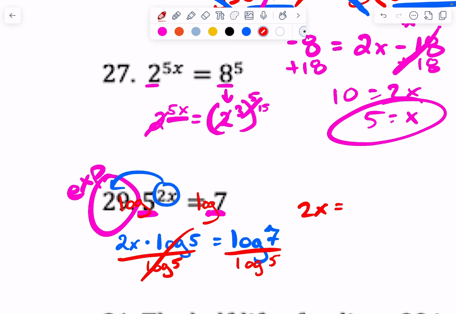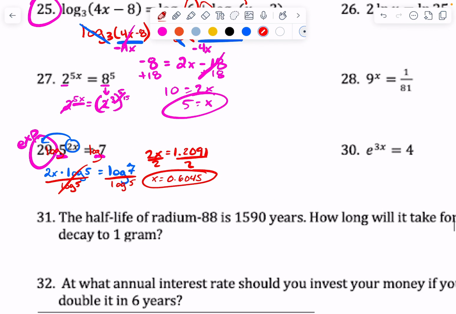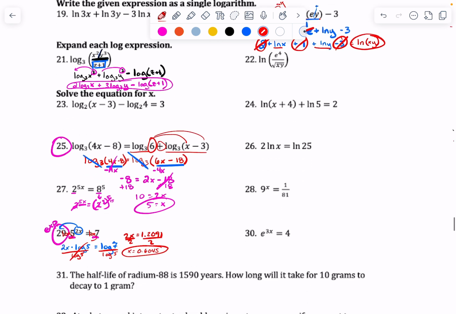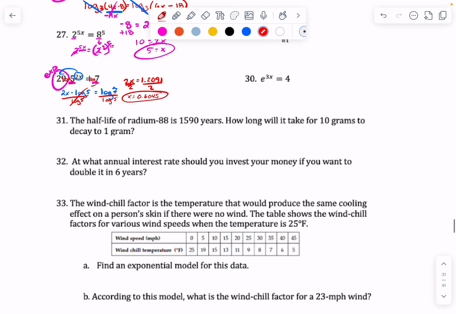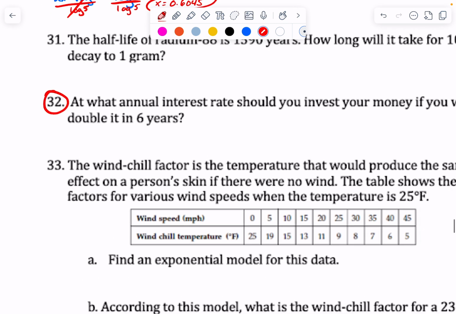And I got 1.2091. And if I divide by 2, I get x equals 0.6045. And that is what I get for 29. Okay? All right, so some of these on this other side are going to be similar to that. Let's do 32. And then we'll save 31 and 33 for tomorrow.